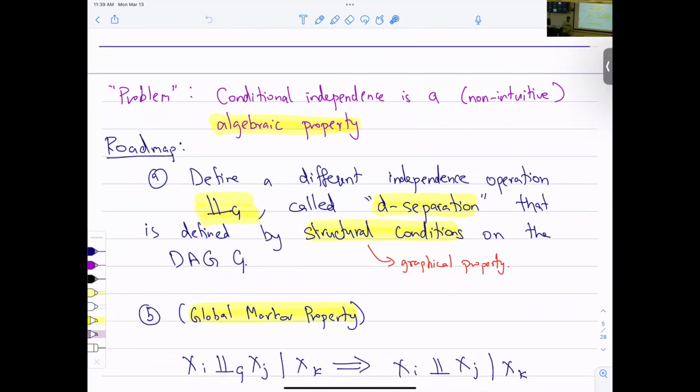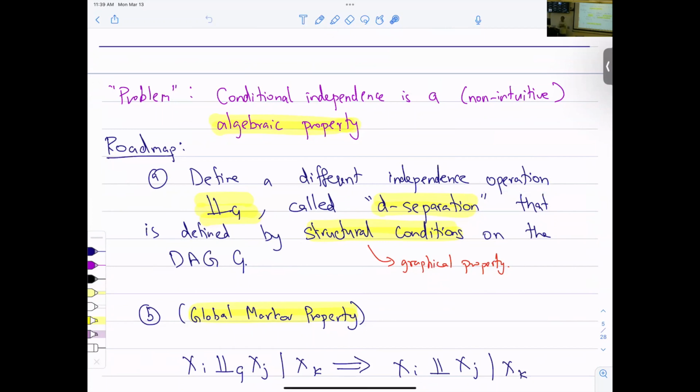The problem is conditional independence is an algebraic property. Really, it's not a graphical property. So can we actually look at graphs and can we infer something about CI? The answer is a qualified yes. And to do that, we are going to introduce a different independence operator.